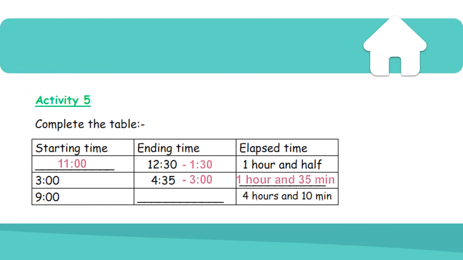Okay, 9 o'clock is the starting time. I don't have the ending time, but I have the elapsed time, 4 hours and 10 minutes. So I will count after 9, 4 hours and 10 minutes. Let's count together. After 9, 10, 11, 12, and 1. We don't say 13 on the clock. After 12, I have 1. So it's 1 o'clock and how many minutes? 10 minutes. So it will be 1:10.